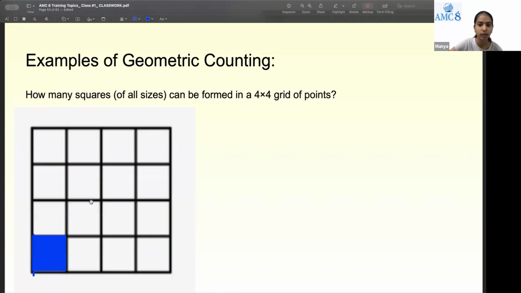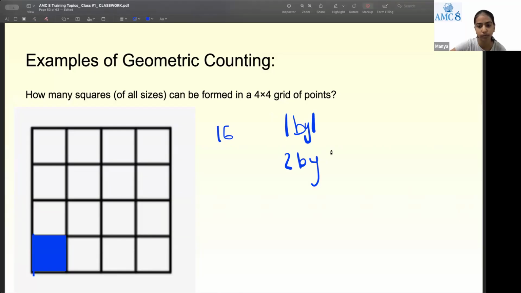First of all, for the 1x1 square, there's 16. If we count them, it's just 4x4, but there's also 16 here. 1, 2, 3, 4, 5, 6, 7, 8, 9, 10, 11, 12, 13, 14, 15, 16. So there's 16 1 by 1 squares.